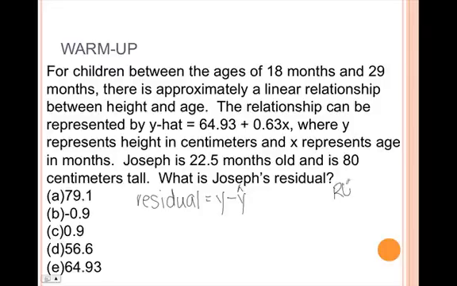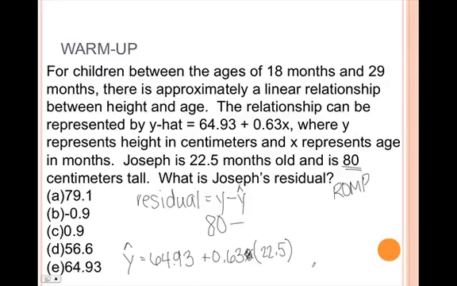Remember, residual is observed minus predicted. The observed y value for Joseph, y is height, so this is his actual height, 80 centimeters, minus, I need to find his predicted height. Well, we have our prediction equation, y hat is equal to 64.93 plus 0.63x. But I know Joseph's x value. He is 22.5 months old. So I'm going to replace x with 22.5 months. That's going to give me the height that is predicted for his age.